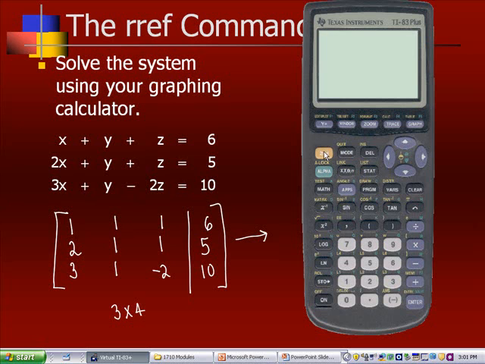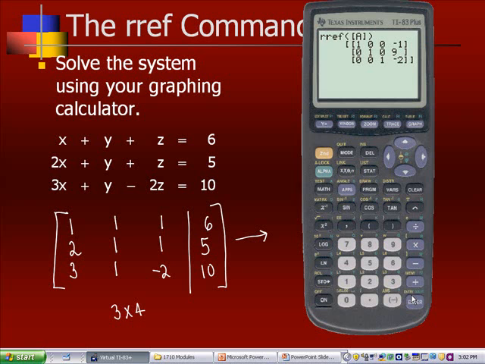Now you're going to go second matrix. This time you're going to slide over to math, and go all the way down until you see RREF, which is number B. You're going to select RREF, which stands for Reduced Row Echelon Form. We want to find RREF of matrix A. Remember, that's in second matrix. We stored our stuff in matrix A, and we're always just going to use matrix A.